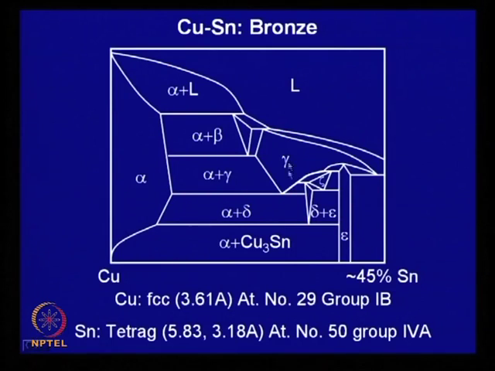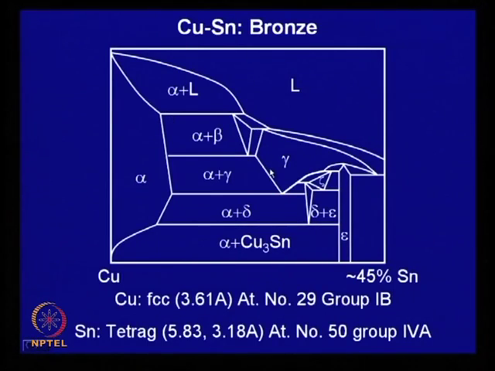Another very common alloy is bronze, it is a copper tin alloy. This also has been used since ages, and the diagram, look at it, looks quite complicated. It is schematically represented. We have not gone up to the full range, we have plotted only up to 45% tin, and look at the number of phases which appear and the number of peritectics.